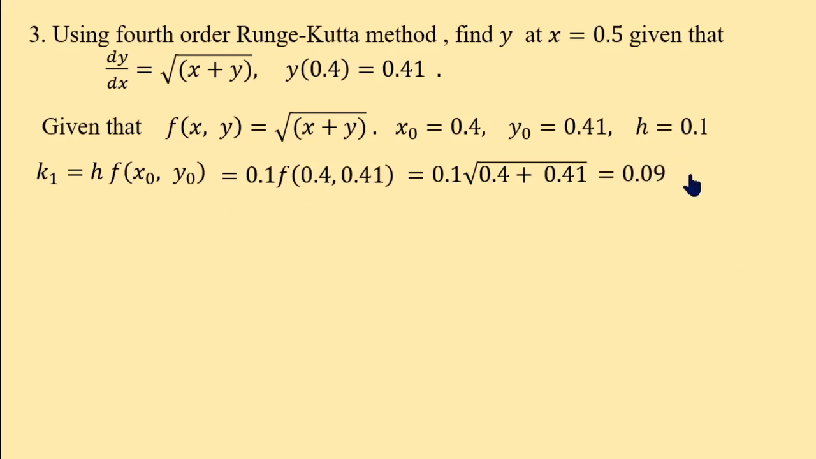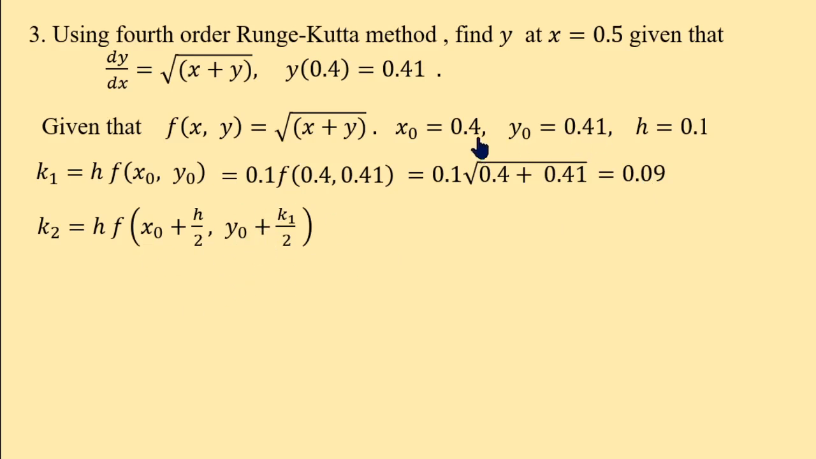Now k1 is divided by 2 and add y0. y0 plus k1 by 2 means this is your answer. Divide this first by 2 and then add 0.41. This is the y value for the second step, that is to find k2. k2 is h into f of x0 plus h by 2, comma y0 plus k1 by 2. So this is the last value you calculated. Divide it by 2 and add y0, that is 0.41. You get the y value here.